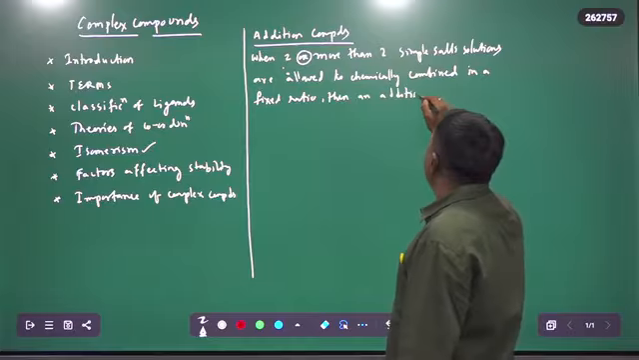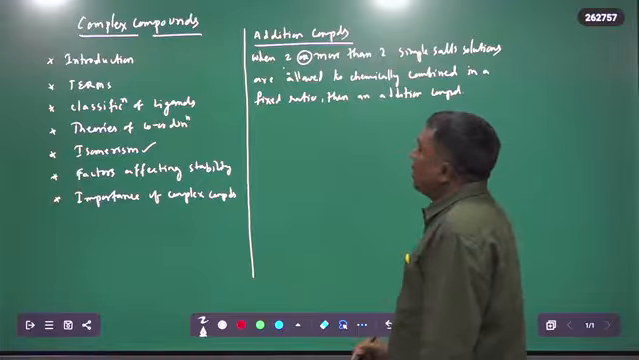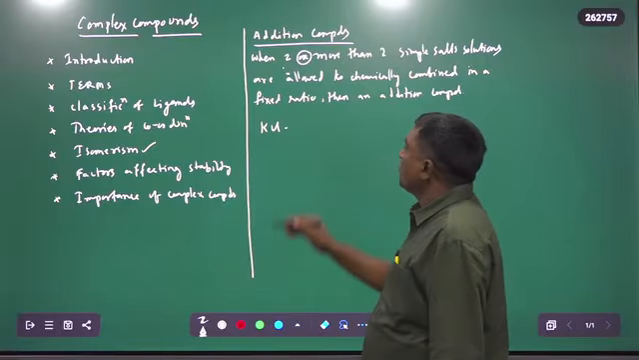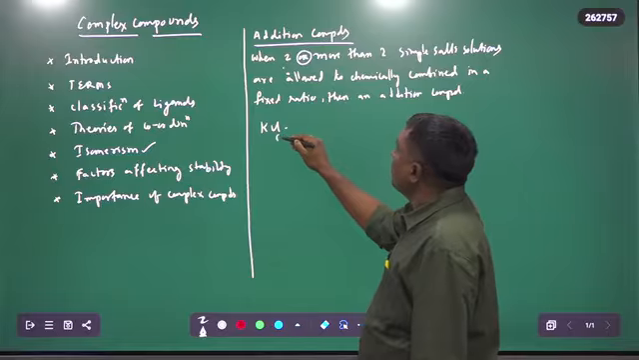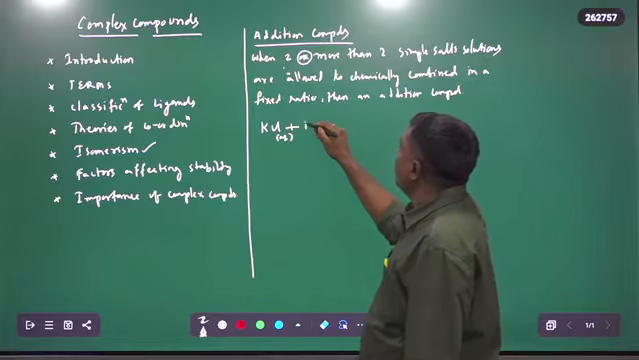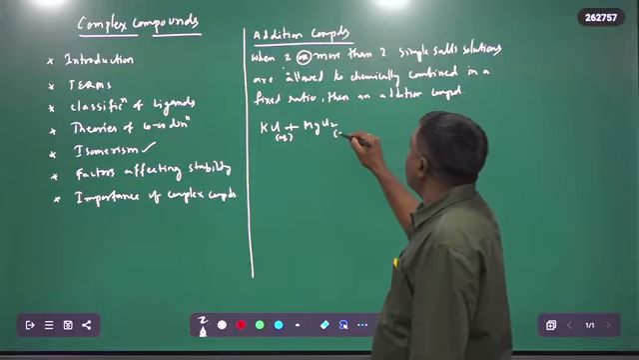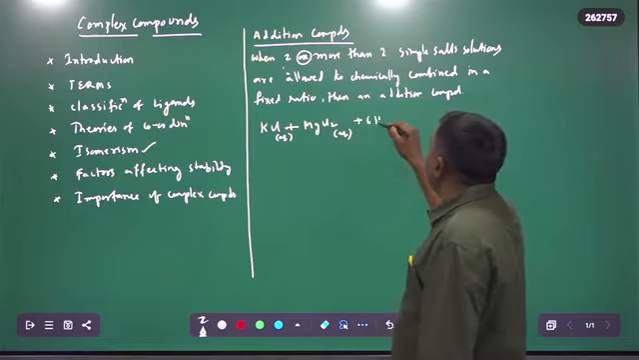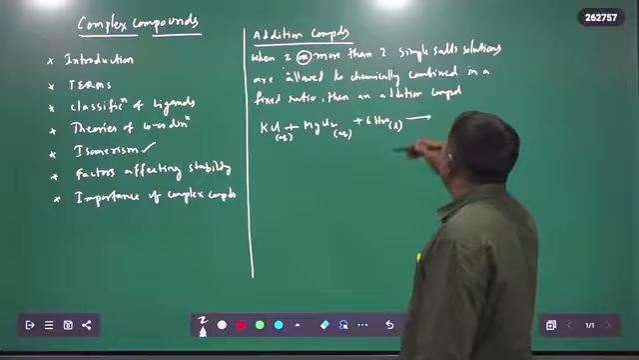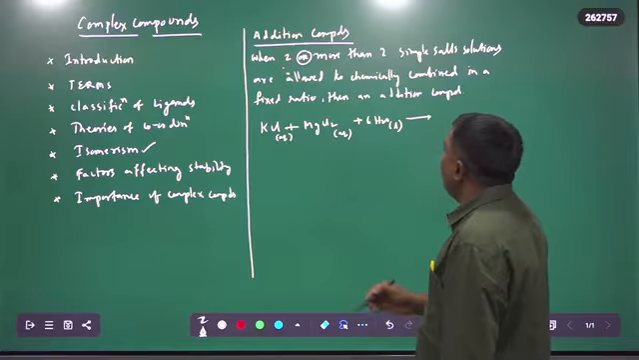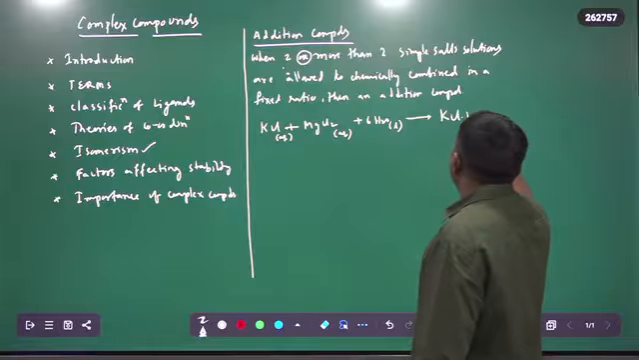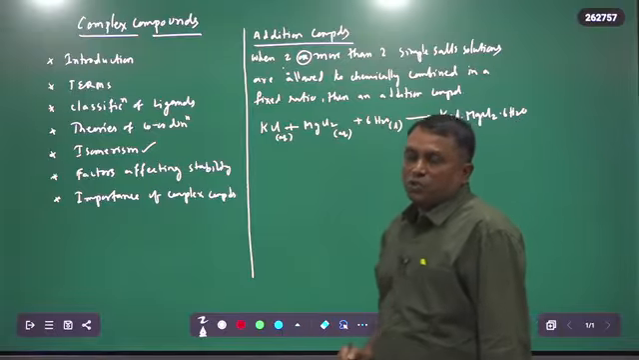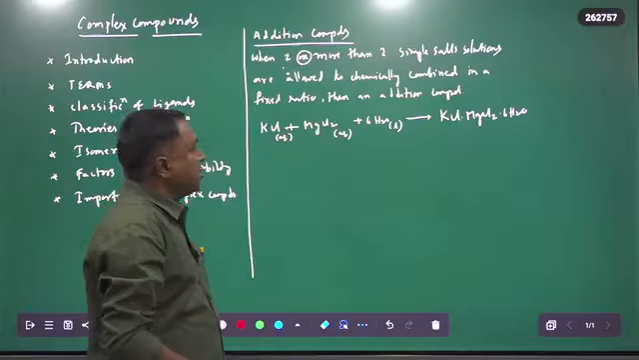So what is this addition compound? Suppose you take potassium chloride aqueous solution plus magnesium chloride aqueous solution, and 6 moles of water, which is a liquid. By adding these three components in a fixed ratio, you will get KCl.MgCl2.6H2O. This is an addition compound. The name of this compound is carnallite.